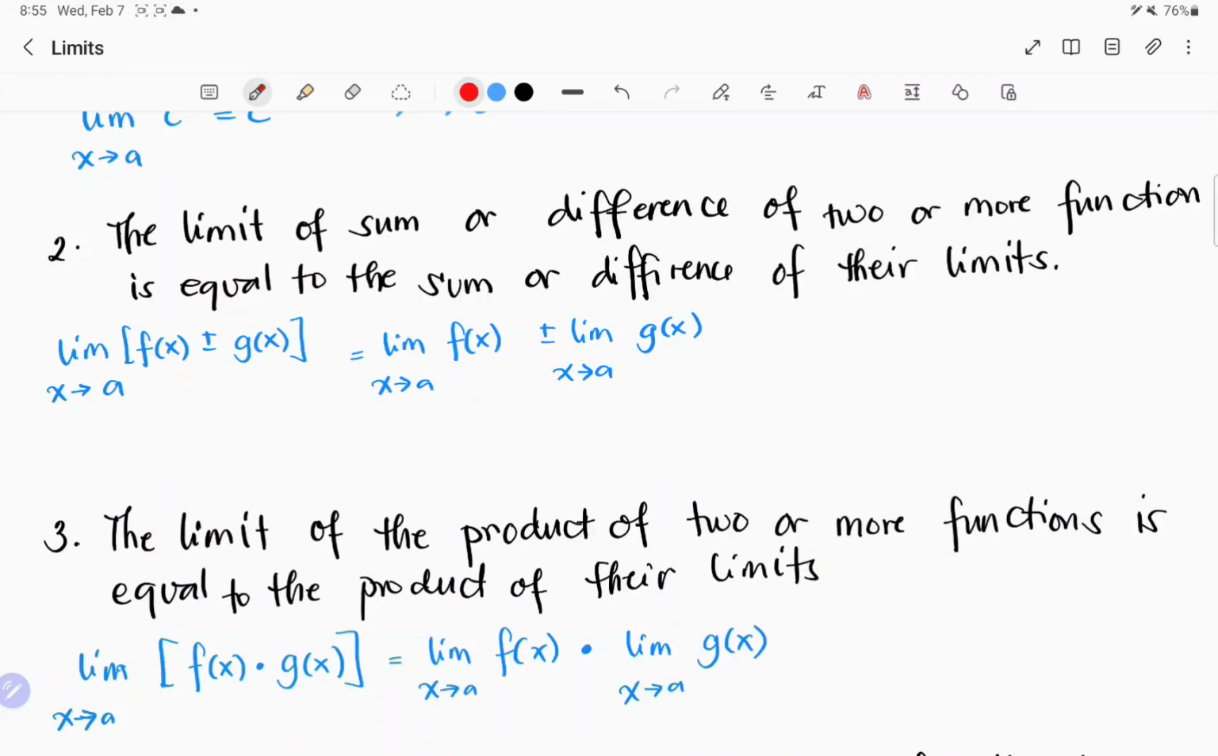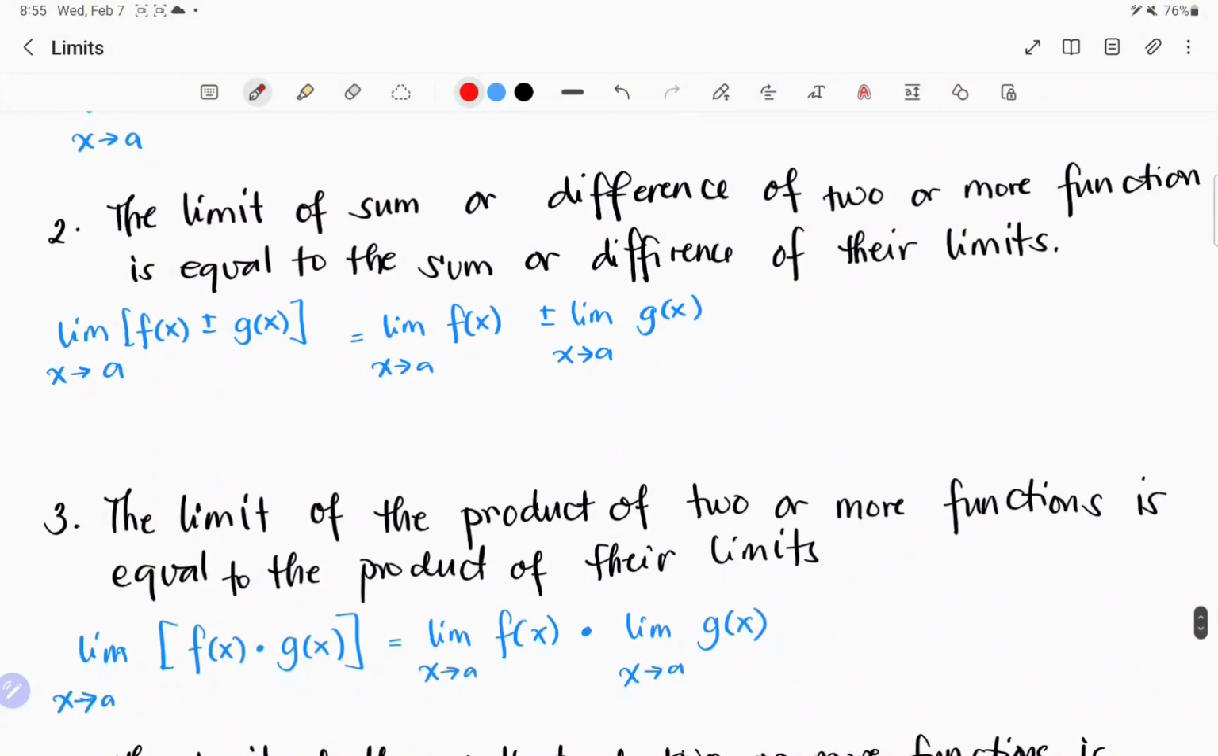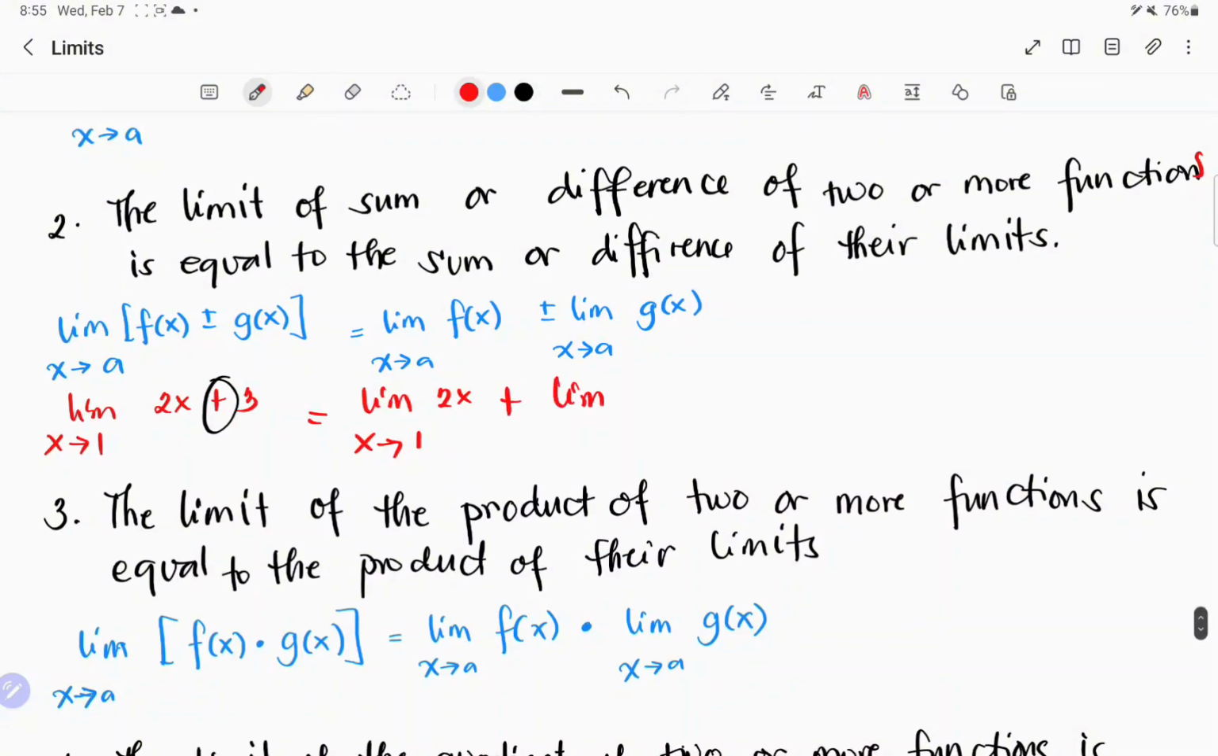Number 2, the limit of sum or difference of two or more functions is equal to the sum or difference of their limits. So that the formula is there. As you can see, our limit is being distributed to each term of the given function. So for example, we have the limit of 2x plus 3 as x approaches 1. We could distribute the limit and rewrite it as the limit of 2x as x approaches 1 plus, since this is plus, the limit of 3 as x approaches 1.